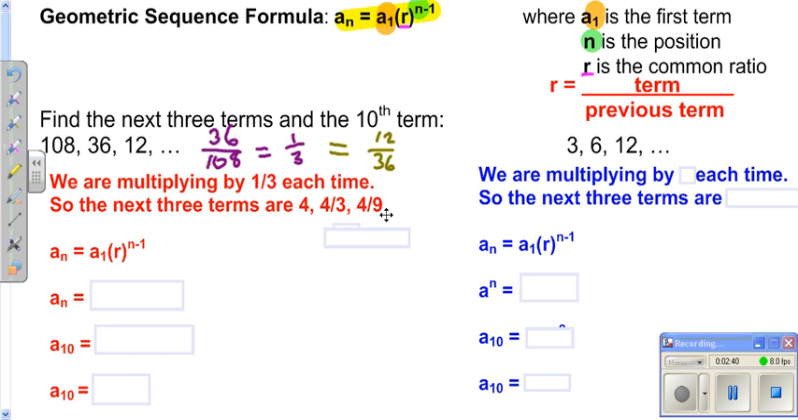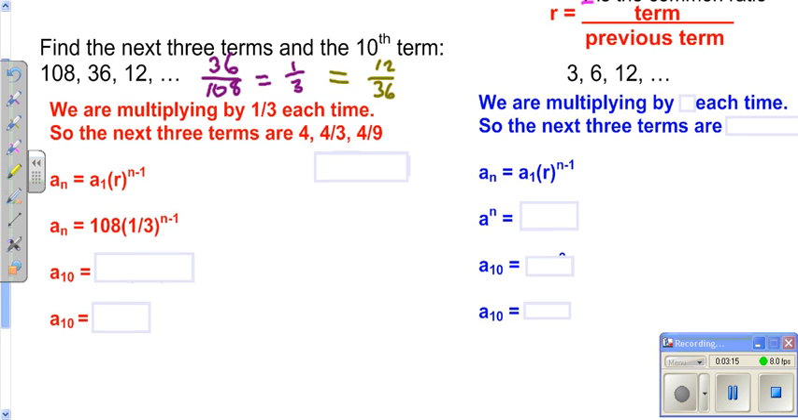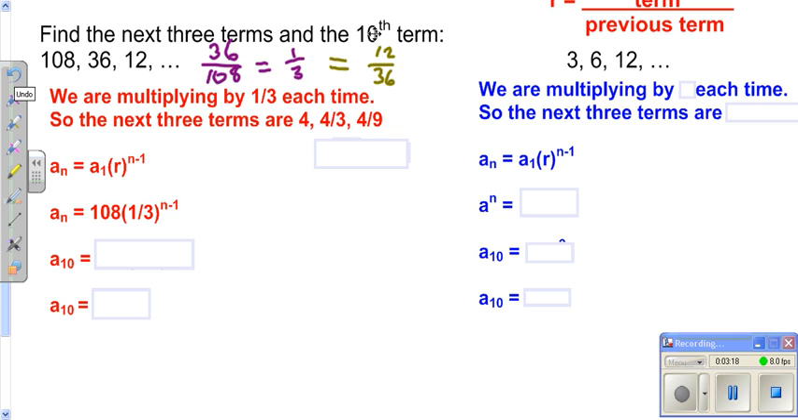Now I can continue to list these till I get to my 10th term, or I could use my formula. I like to use my formula here because if I had to get to my 100th term, I'd have to list a lot of numbers. The formula allows you to get to any term you want, no matter how far down the line it is. Here's my formula. I plug in my first term, which is 108. I plug in my r, which I figured out is 1/3. And then I have my n minus 1. That's my general formula.